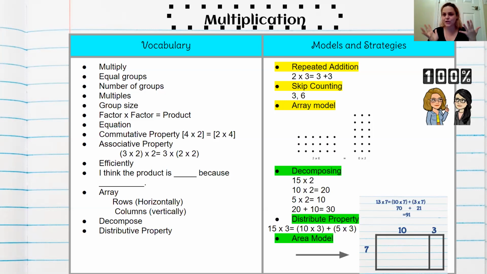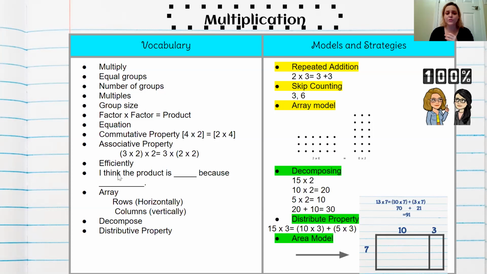So we've talked about this a lot before. We know that 4 times 2 is the same as 2 times 4. It doesn't matter the order of the factors, it's still going to give you the same product. Similarly, associative property. It doesn't matter, again, how we group the factors and which factors we put in parentheses and multiply first. It's still going to give us the same product.